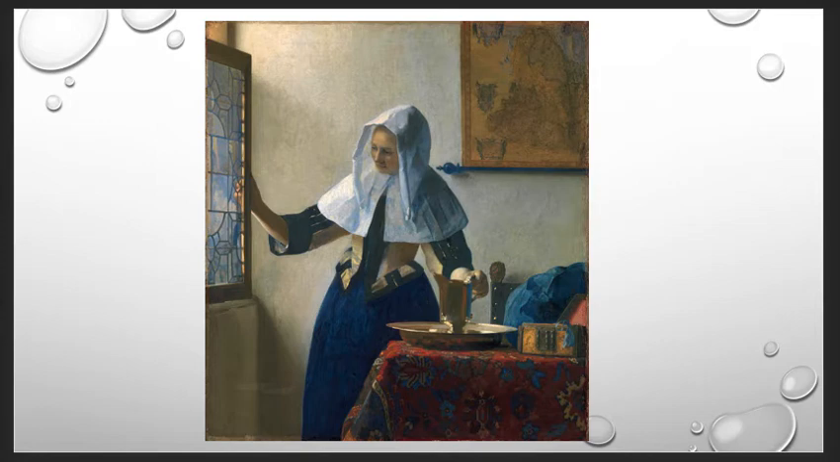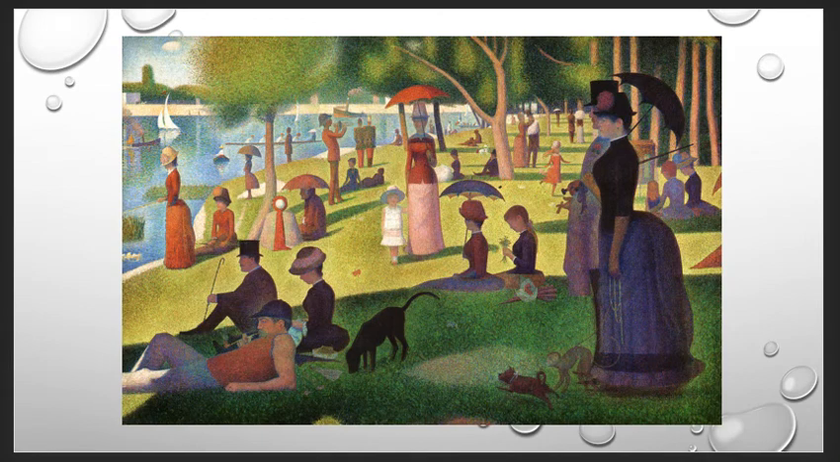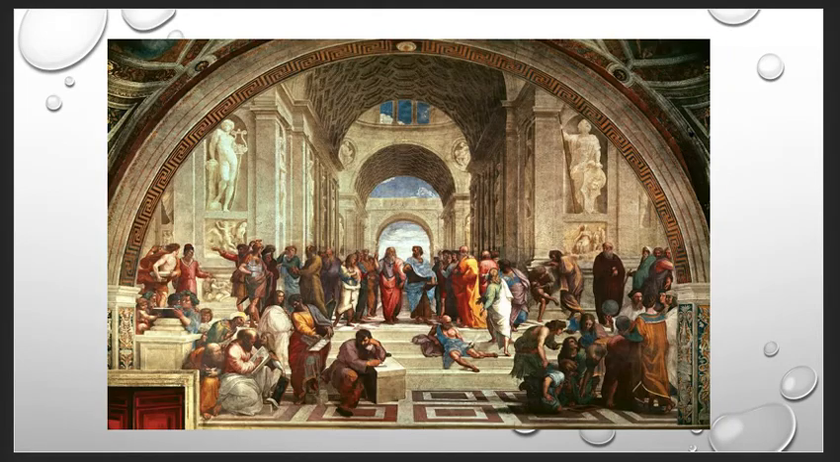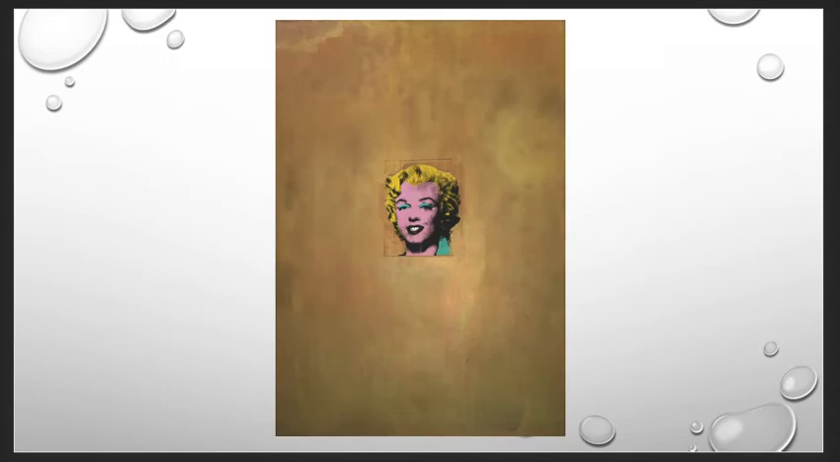But this is Vermeer, Woman with a Water Jug. This is Georges Seurat, A Sunday Afternoon on the Island of La Grande Jatte. This is Raphael. Just talked about the Pre-Raphaelite Brotherhood. This is Raphael, The School of Athens. Again, a very famous work. Warhol, Gold Marilyn.